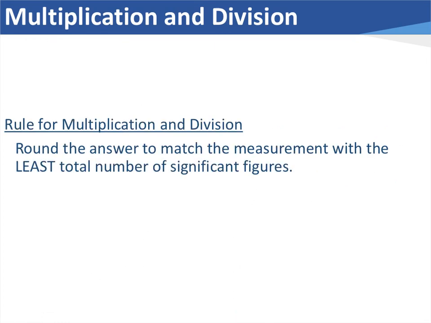So the rules for multiplication and division are: round the answer to match the measurement with the least total number of significant figures. Total number. It's not about the decimal with multiplication and division.